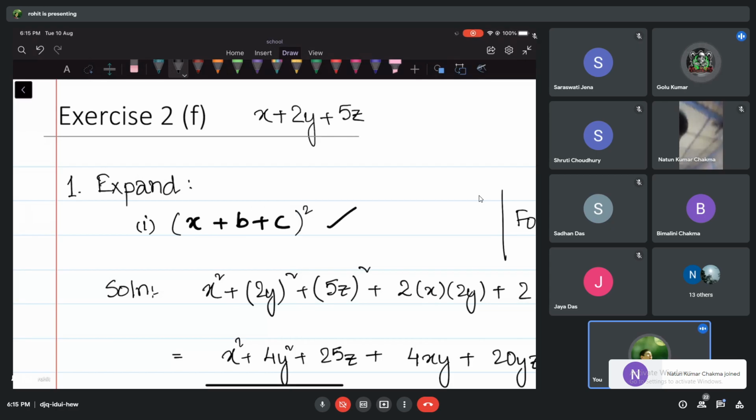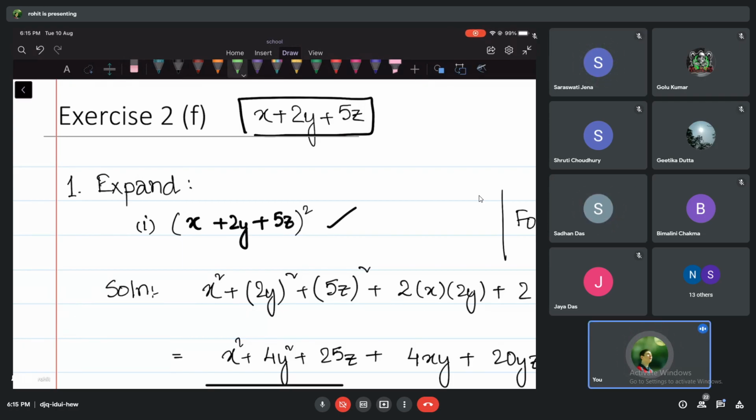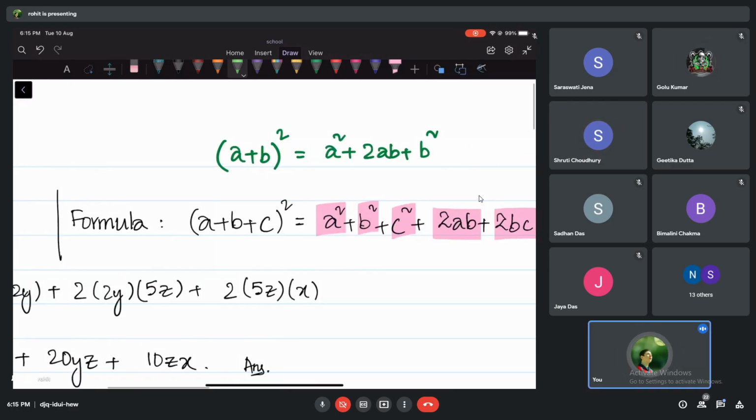Don't forget, students. In place of b, what do we have in the question? 2y. In place of c, tell me all of you, what do we have? 5z. So this is like your a, this is like your b, and this is like your c. Baliram, are you clear now? Yes, sir. So it looks exactly like a plus b plus c, whole thing what, Baliram? Square. Whole thing square.